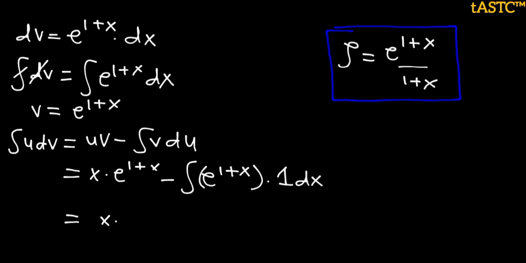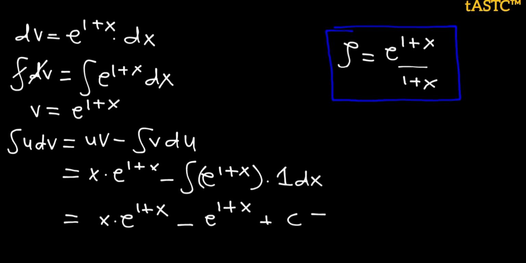So this gives us x e to the 1 plus x. And this will be minus the integral of e raised to the power of 1 plus x, which should give us e to the 1 plus x, multiplied by 1. We already know 1 is a coefficient which really doesn't change anything. So this is what we got, plus c. So that will be the integral. Very important. This is the integral of x e to the 1 plus x dx.